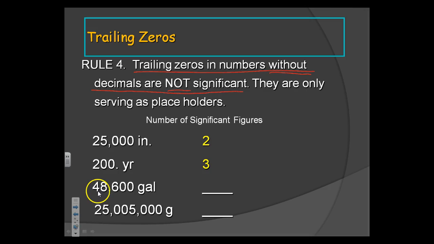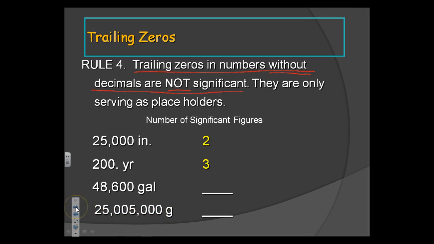This number right here, we have 3 non-zero digits, and then these trailing zeros are not significant because there's not a decimal anywhere in the number. So this one only has 3 sig figs. We're saying it's about 48,600 gallons, but I didn't measure it out too much further. We have the same situation here. Again, no decimal in the number, so our trailing zeros are not significant. These zeros are significant because they are sandwiched by these 5s. So we have 5 sig figs in this one.